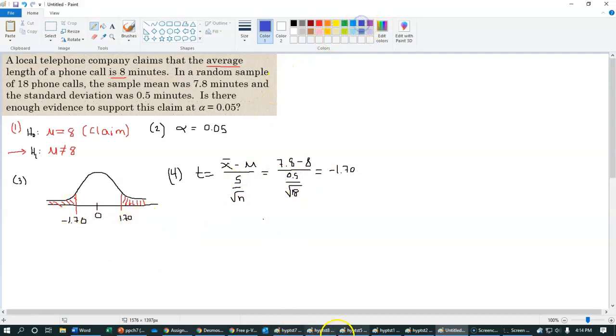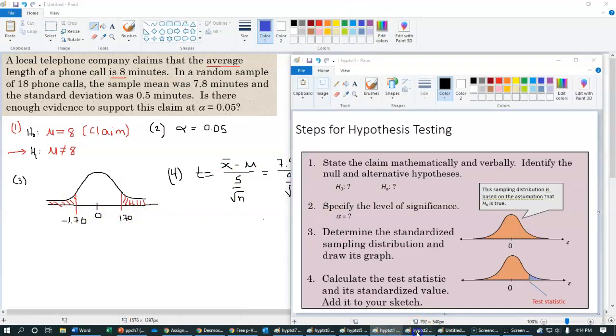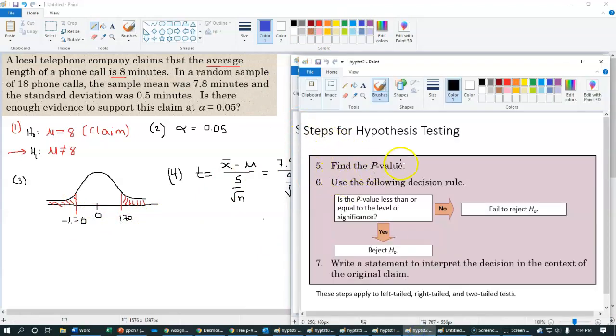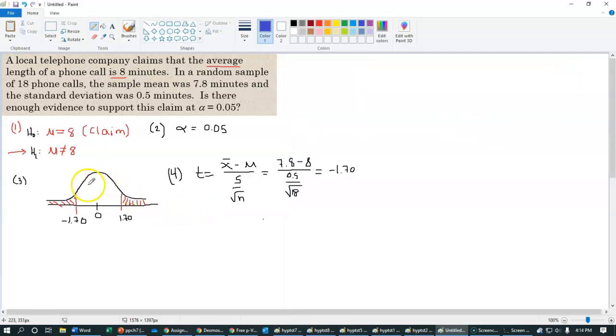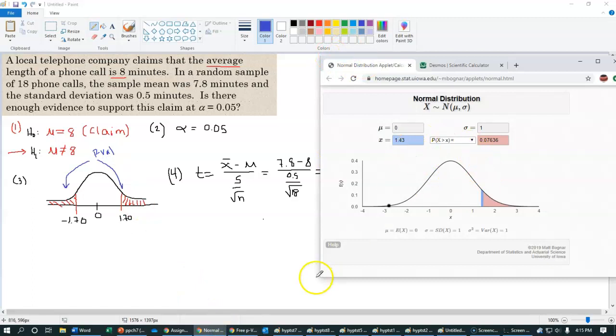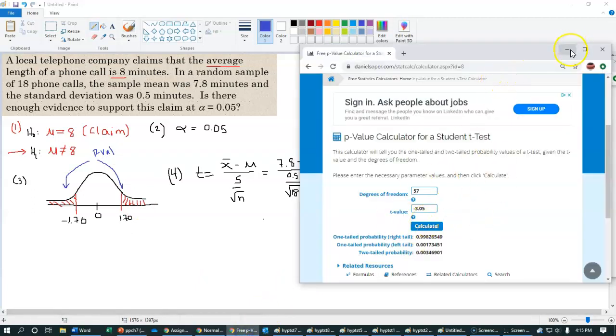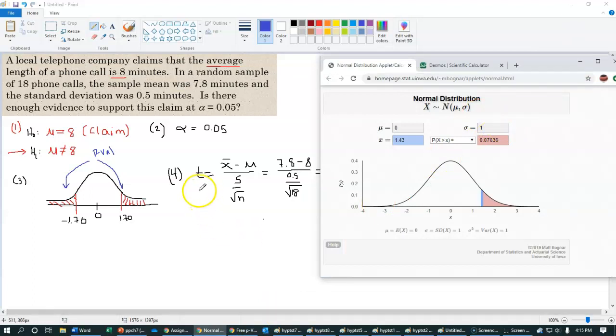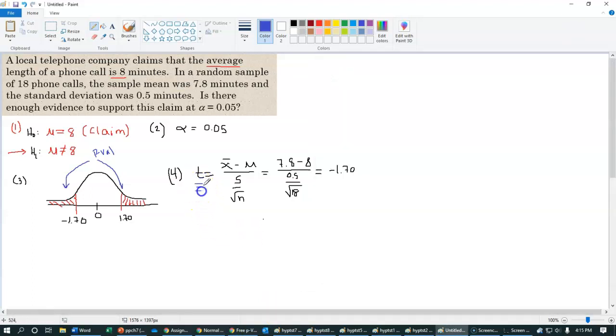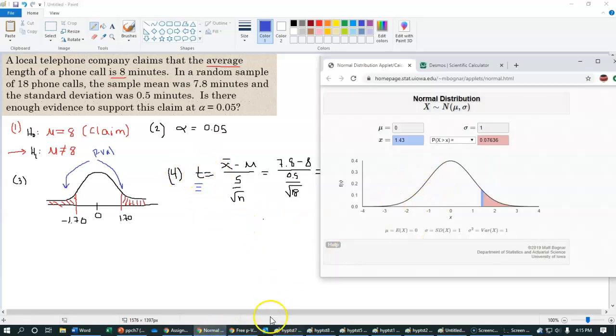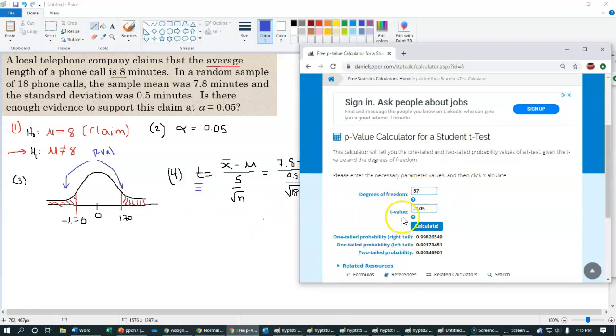Here we go now with step number 5. And what is step 5? I need to find the p-value. What is the p-value? How much I shaded in the 2 tails. That's my p-value. And how do you find that? Well, you're going to use one of the calculators, or this calculator, or this calculator. Now, how do I know which calculator I'm going to use? Look at step 4, the formula, how it starts. When it's Z, you're using this calculator. When it's T, you're using this calculator. So I'm going to use this calculator.